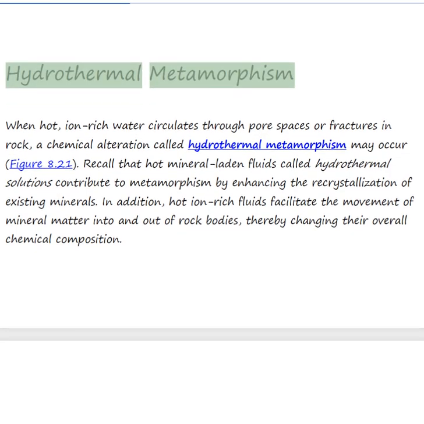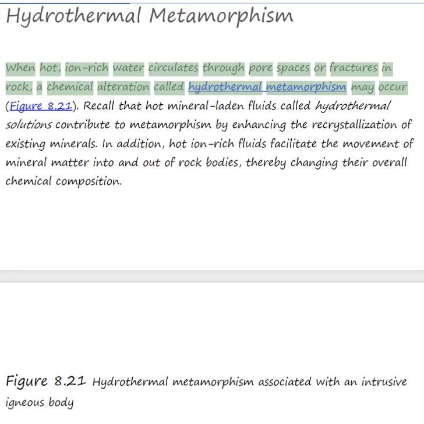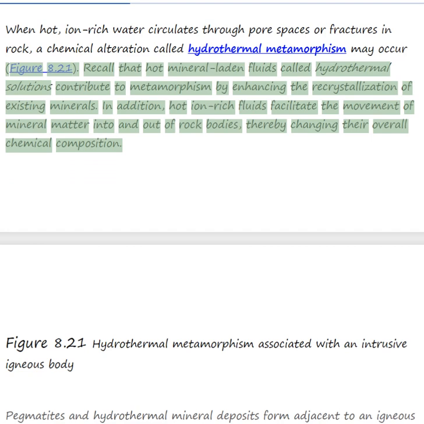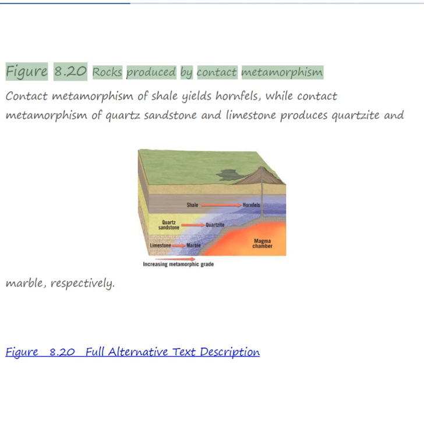Hydrothermal metamorphism. When hot, ion-rich water circulates through pore spaces or fractures in rock, a chemical alteration called hydrothermal metamorphism may occur. Recall that hot mineral-laden fluids called hydrothermal solutions contribute to metamorphism by enhancing the recrystallization of existing minerals. In addition, hot ion-rich fluids facilitate the movement of mineral matter into and out of rock bodies, thereby changing their overall chemical composition.